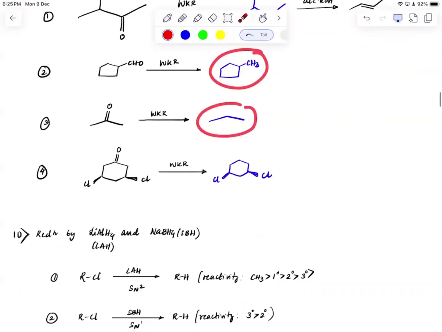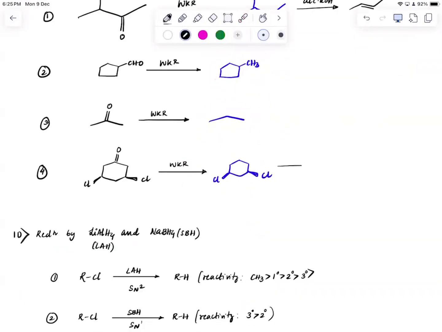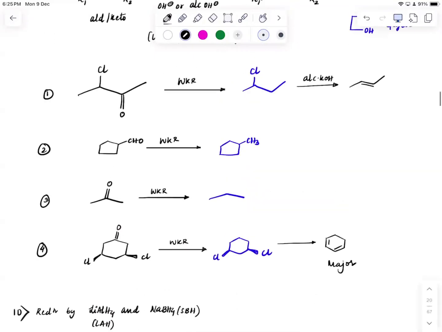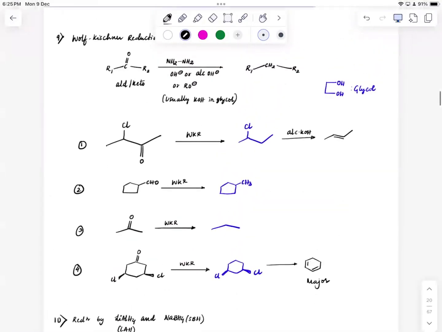This is alkane, and here again, same logic. First reduction will happen. After that, chlorine will be removed, making this a double bond and double bond. This is the major product you will get. Got it? So this is about Wolff-Kishner reduction.